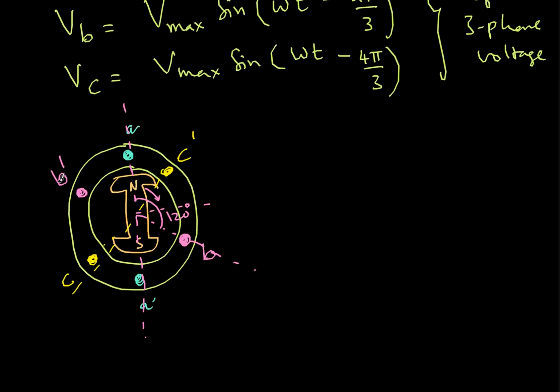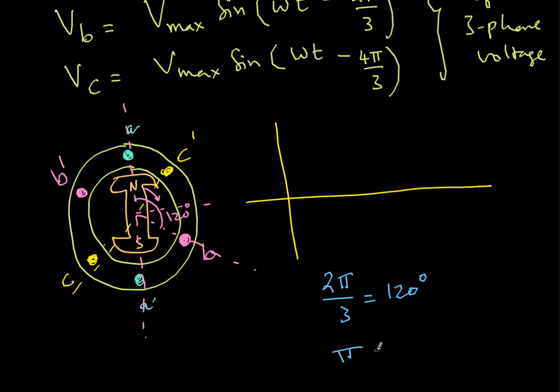So by physically locating the three coils around the machine and generating EMF through a magnet, we get induced EMFs which are separated by 2 pi by 3. 2 pi by 3 is nothing but 120 degrees. Remember, pi is nothing but 180 degrees, so 2 pi will be 360 degrees, and divided by 3 will be 120 degrees. So this is for the three-phase system.